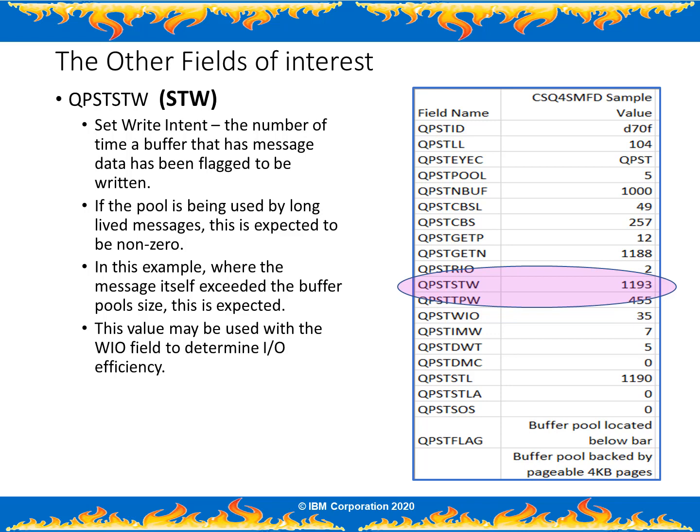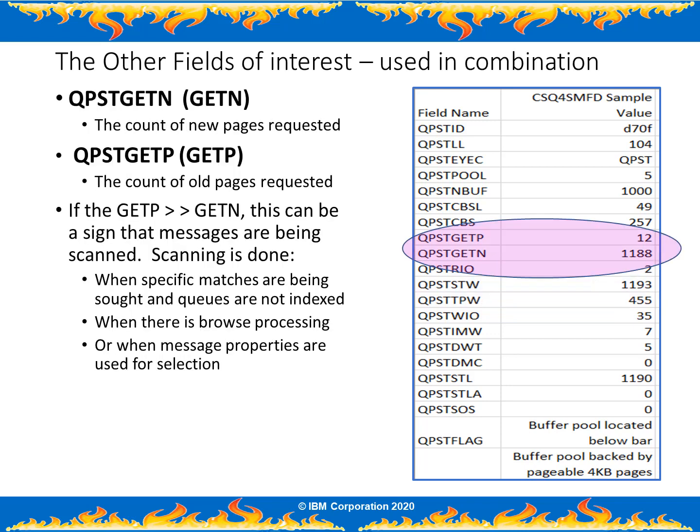The buffer pool SMF data doesn't tell you which queues are defined that use this pool. That requires a deeper level of information that only comes from the task accounting data. You can't really make a rational decision on queue placement or queue movement unless you have that level of detail.